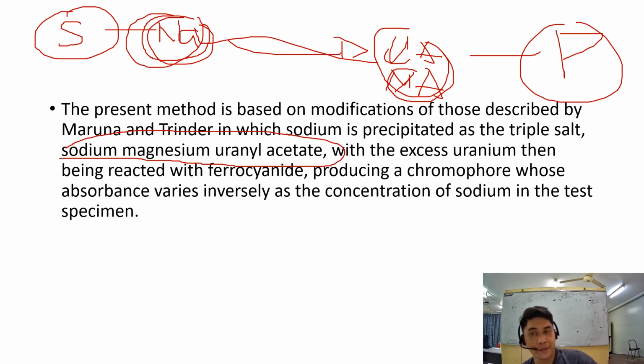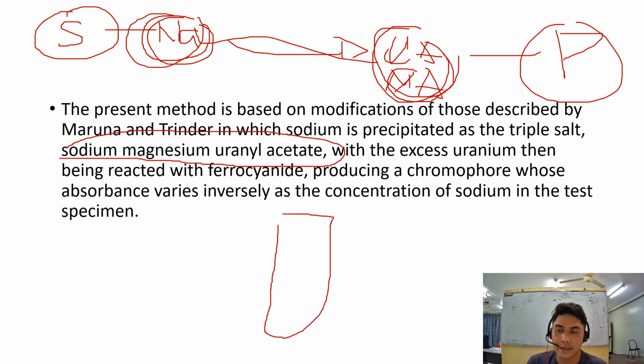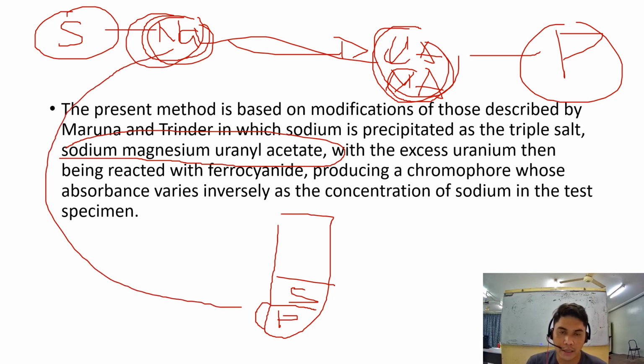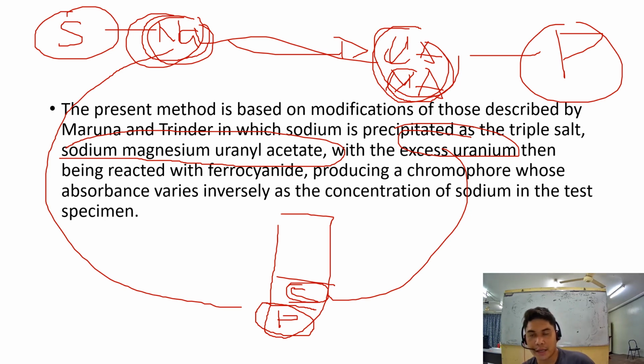So there's precipitation. If you mix the serum with the filtrate reagent, which contains uranyl acetate and magnesium acetate, then after centrifugation there will be two layers: the precipitate and the supernatant. All the sodium will be in the precipitate, and the excess uranium is present in the supernatant fluid.